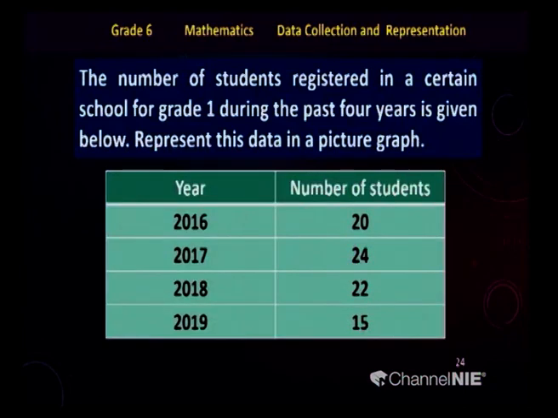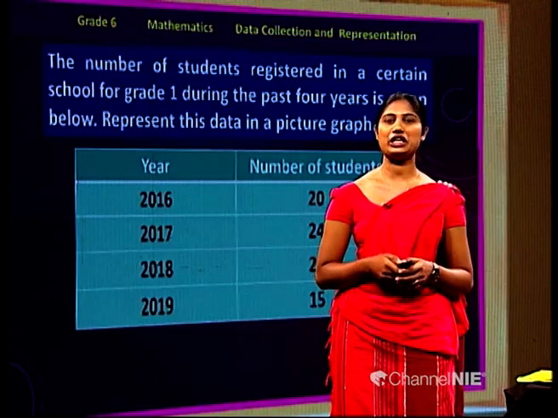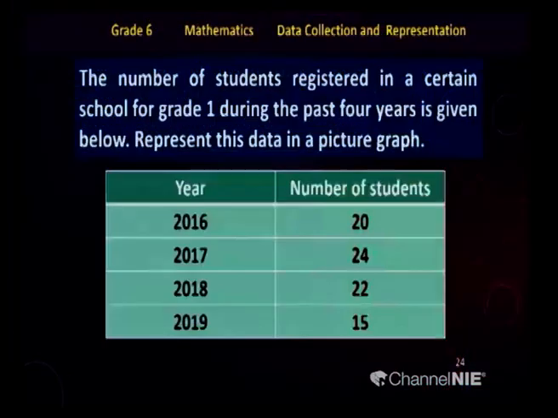For 2016, 20 students. 2017, that is 24 students. Then 2018, how many students? My dear children, you can see that is 22. Then tell me how many students have registered in 2019? That is 15 students. Then this table, we have to represent using a picture graph.